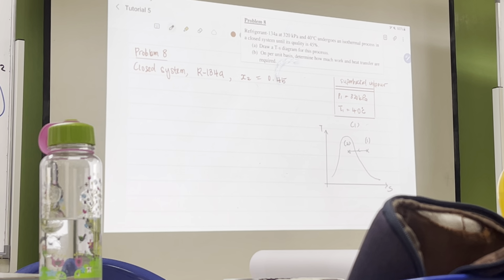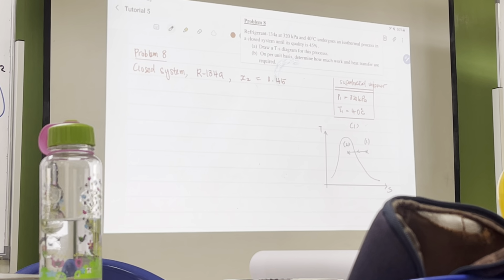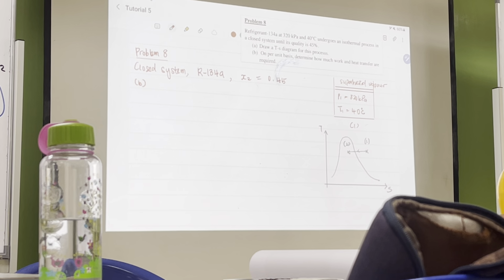Even though the question doesn't say what process is taking place here, more or less you should know that this is a cooling process, because entropy is reducing. You can also pretend that you don't know anything at this point, then we try to solve it in B first. So this is your A.